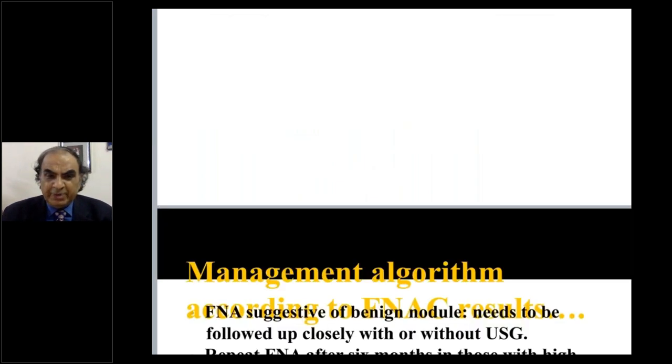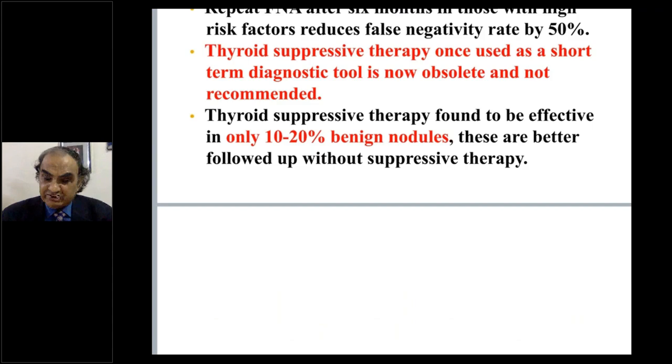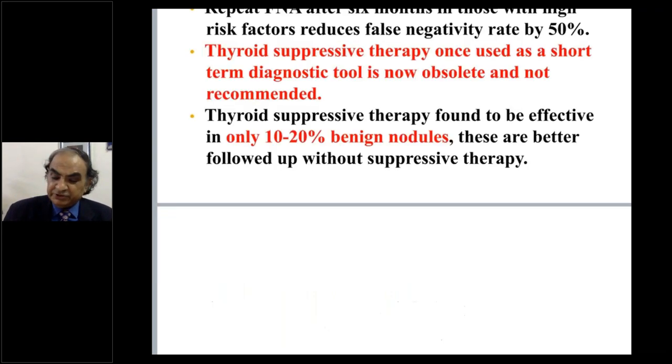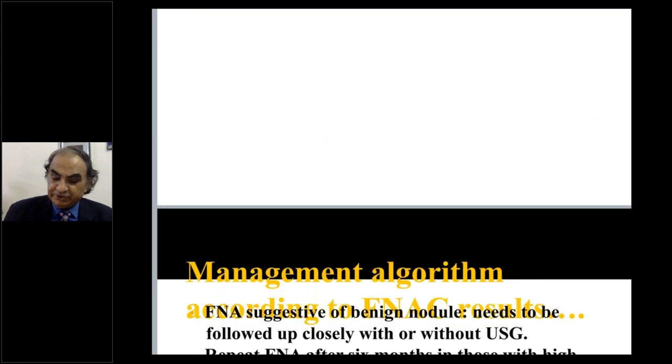Now, the management algorithm. We are down to the management. You should repeat the FNAC if the risk factors for false negativity are present. I'll skip this part. The algorithm is now based on FNAC, as you can see, and part of it is in this slide, the other part is in the other slide, so I'll take that one by one.